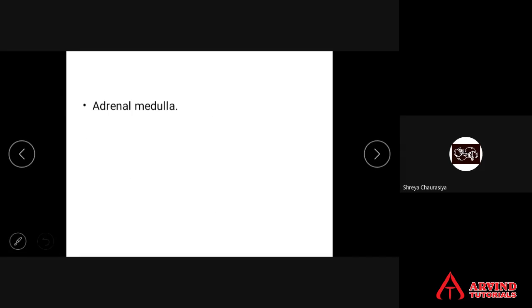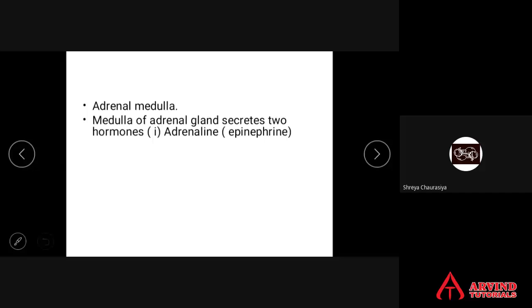Then we have adrenal medulla. Adrenal medulla is the core of the adrenal gland, the middle or inner portion of the adrenal gland. Medulla of adrenal gland secretes 2 hormones. One is adrenaline, and the other one is called noradrenaline or norepinephrine. One is called adrenaline, and the other is called noradrenaline. They are also called epinephrine and norepinephrine.